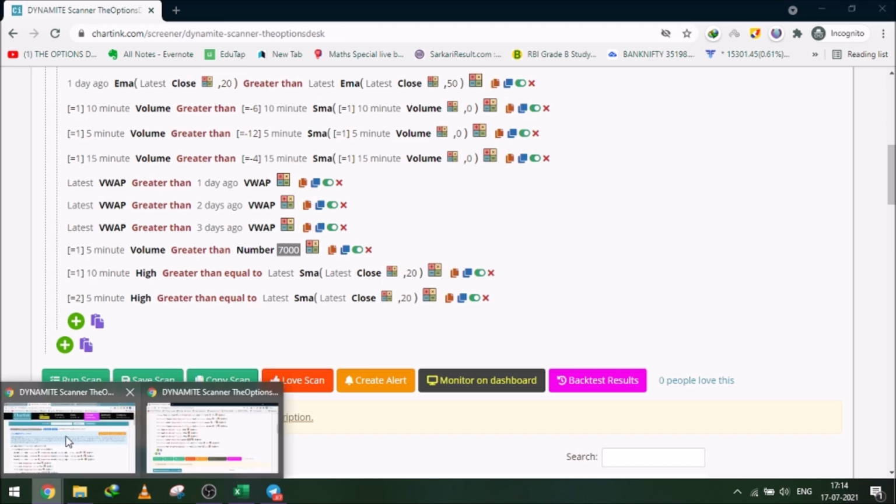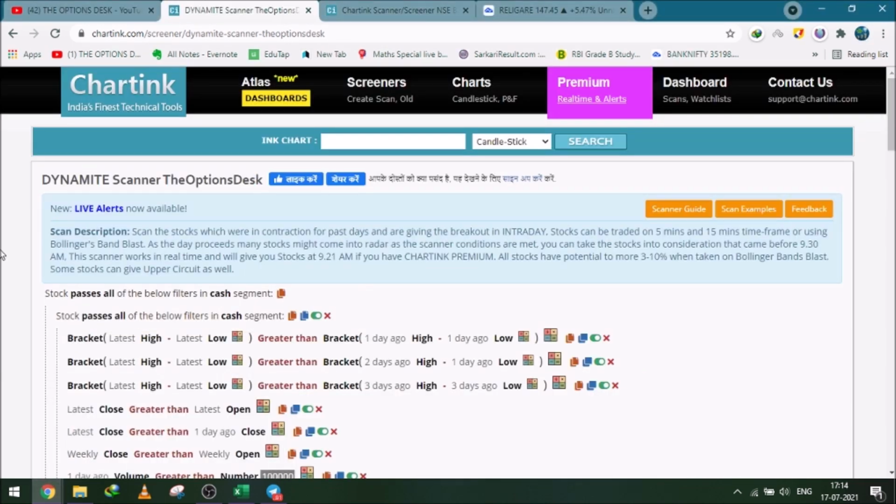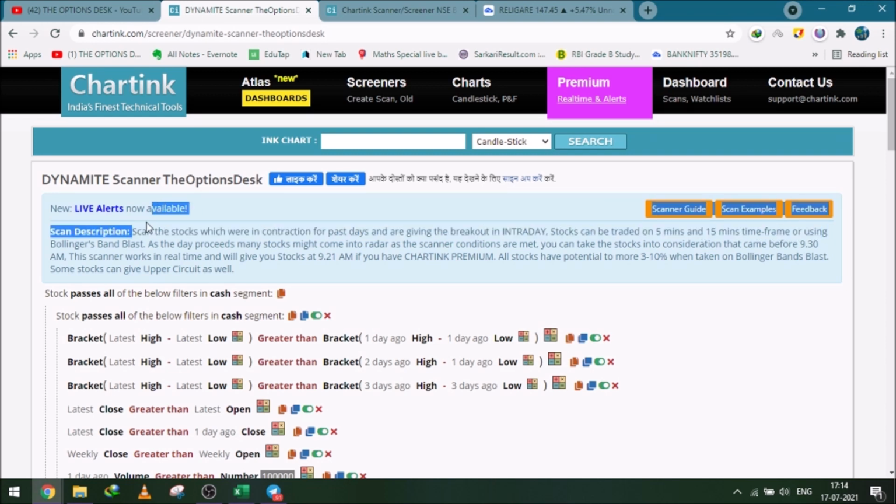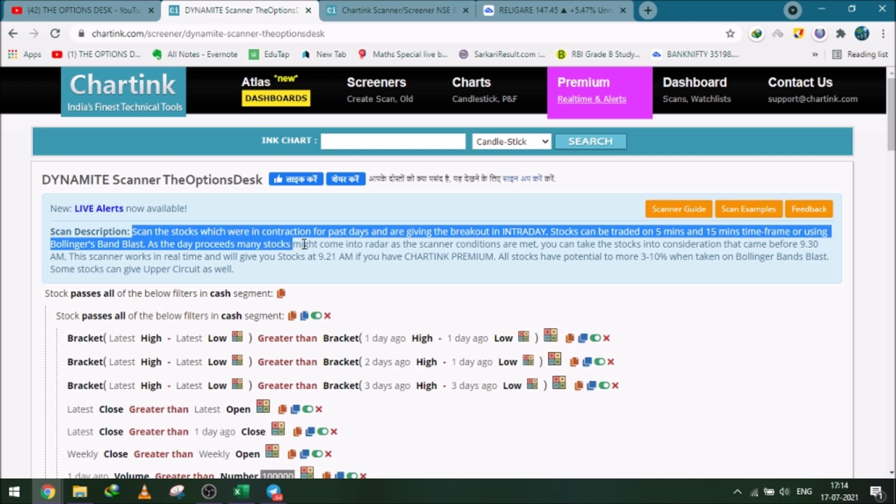Now let's jump to the starting of the video. Okay, so this is the Dynamite scanner. Now let me share it for you. It scans the stocks which were in a contraction for past days and are giving a breakout in intraday. Stocks can be traded on 5 minutes, 15 minutes time frame or using the Bollinger Bands blast. As the day proceeds, many stocks might come into the radar as the scanner's conditions are met.